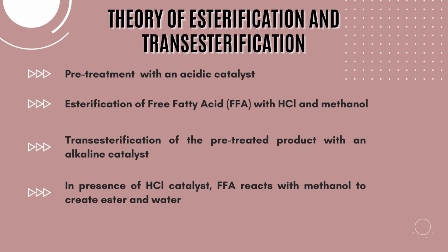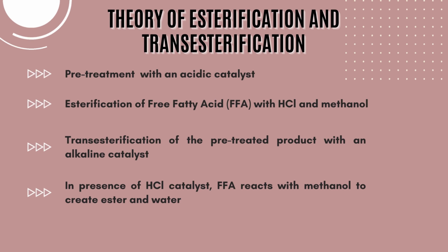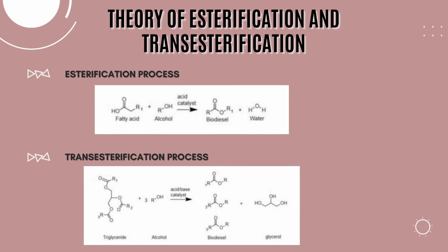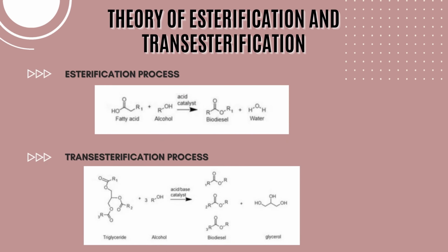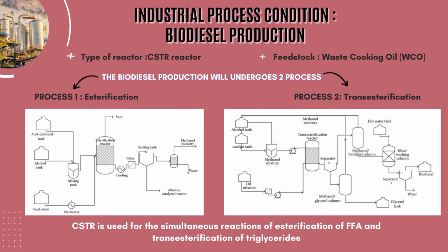In the presence of hydrochloric acid catalyst, free fatty acid reacts with methanol to create ester and water, as shown on the next slide. Here is the equation related to the esterification and trans-esterification process. This slide shows the schematic diagram of biodiesel production, which generally undergoes two processes. The feedstock used is waste cooking oil, and a continuous stirred tank reactor (CSTR) is used for simultaneous reactions of esterification of free fatty acid and trans-esterification of triglycerides.